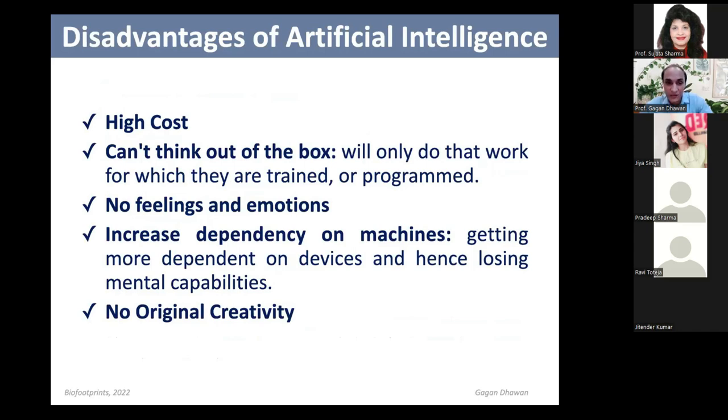They are highly costly and can't think out of the box. You have to train them or program them. They won't think anything on their own. They have no feelings or emotions like human beings. And there is obviously increased dependency on machines. That means we are losing our mental capabilities and there is no original creativity as such.